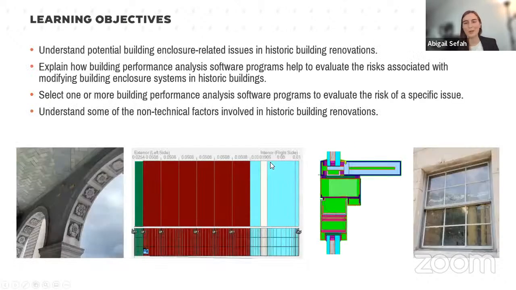Okay, the goal is that by the end of the presentation today, you'll be able to understand potential building enclosure-related issues when it comes to building renovations. There are a lot of software programs out there, but by the end of this presentation, we'll be able to explain how specific software programs can help to evaluate the risks associated with modifying a building enclosure, a historic building. You'll be able to select which of those software programs should be used to evaluate the risk of a specific issue, and you'll understand some of the non-technical factors involved in historic building renovations, and those kind of set them apart from new design projects.